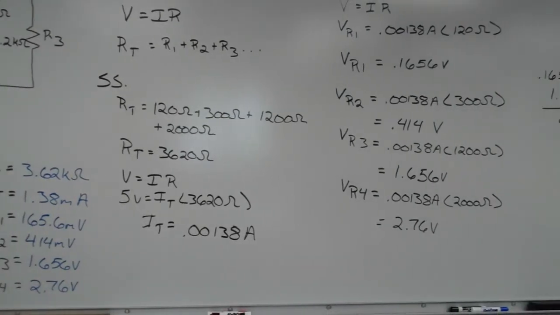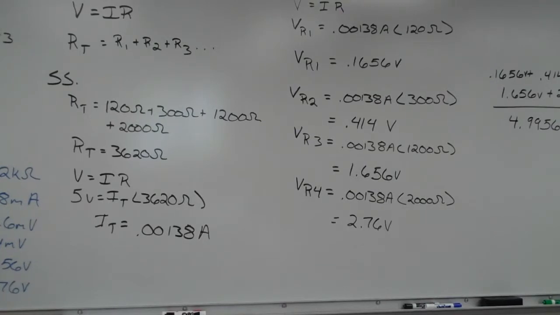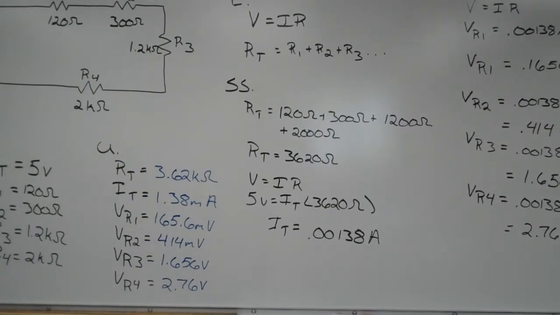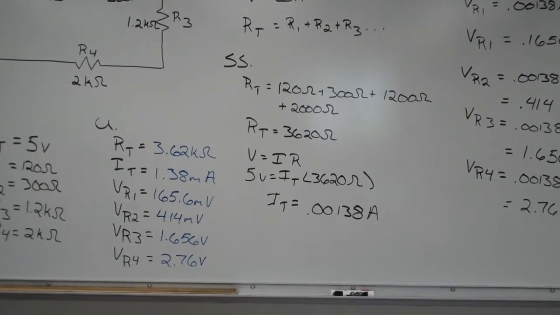And the last one is resistor 4, 0.00138 amps times 2000 ohms gives us 2.76 volts, once again in my list there for my unknowns. I'm going to zoom in on that just a little bit so you guys can see what all my unknowns came out to solve for.